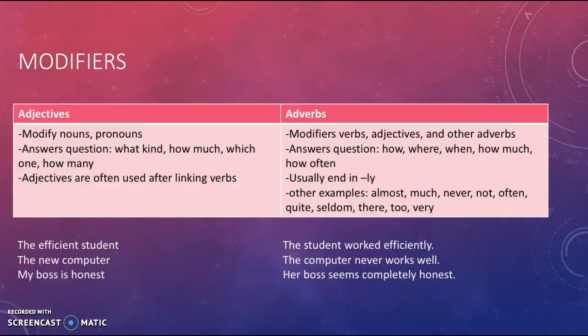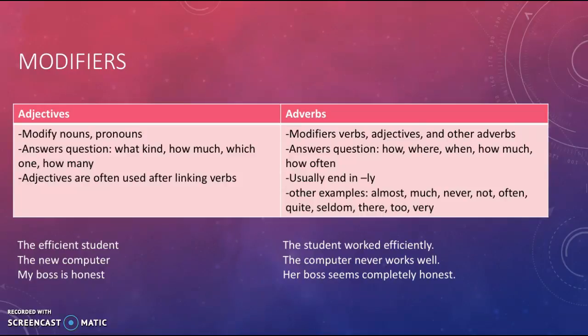So to get started, you probably have heard of adjectives and adverbs. They're one of, or two, I guess, of the 8 parts of speech. Adjectives are used to modify nouns and pronouns. So they will answer questions such as what kind, how much, which one, and how many.